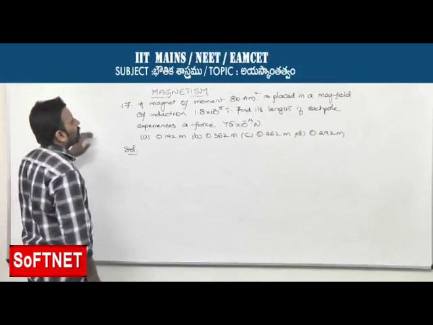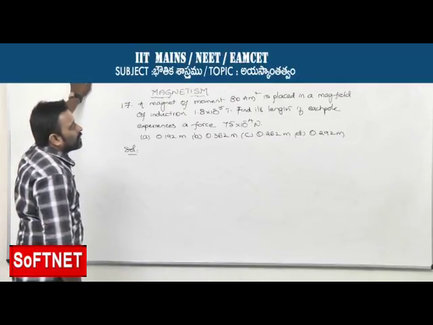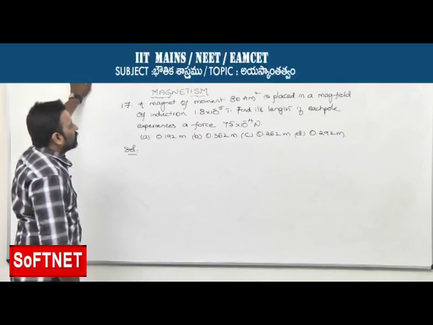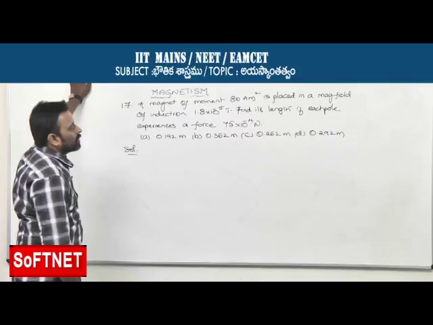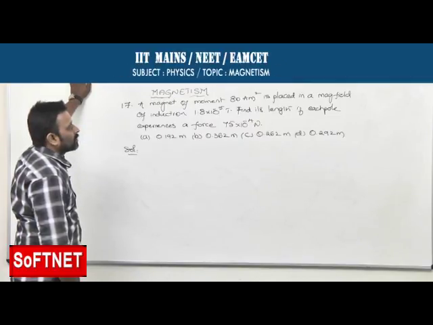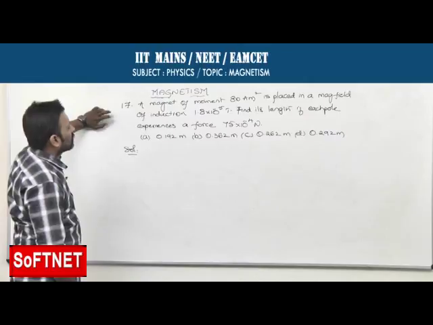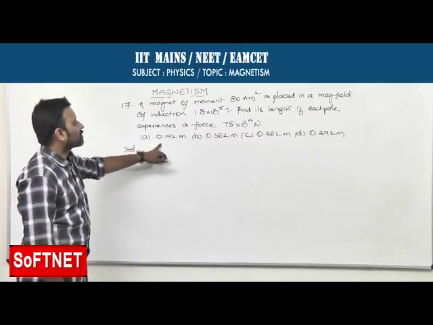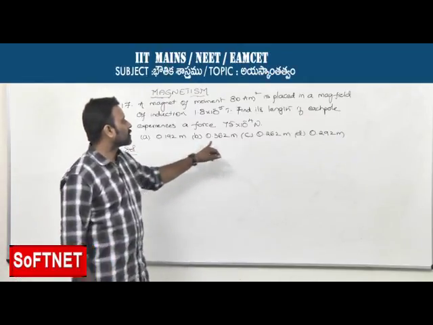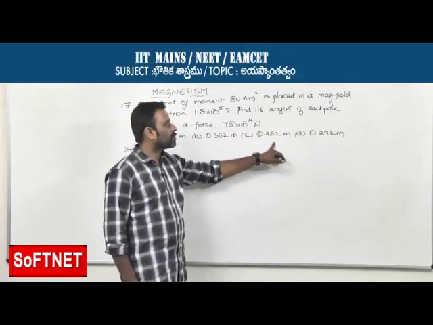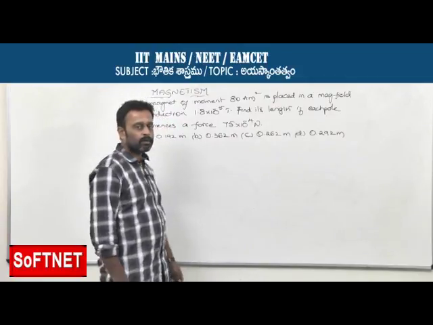Problem number 17. A magnet of moment 80 ampere meter square is placed in a magnetic field of induction 1.8 10 power minus 5 Tesla. Find the length of the magnet if each pole experiences a force of 75 10 power minus 4 newtons. The given options are 0.192 meters, 0.362 meters, 0.262 meters and 0.292 meters.